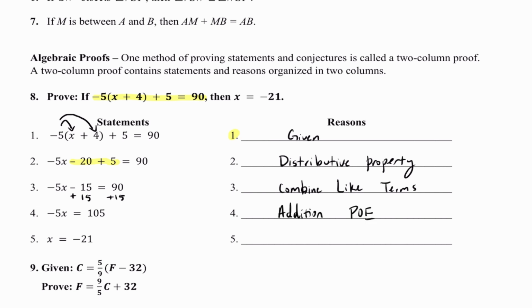So then I need to go from 4 to 5. In order for me to get x by itself, I've got to divide both sides by negative 5. So negative 5x divided by negative 5 will give me x, and 105 divided by negative 5 will give me negative 21. So me dividing both sides by negative 5 is what we call the division property of equality. So this is the hypothesis, and this is the conclusion. Your goal was to provide these reasonings that'll lead you from the hypothesis to the conclusion.